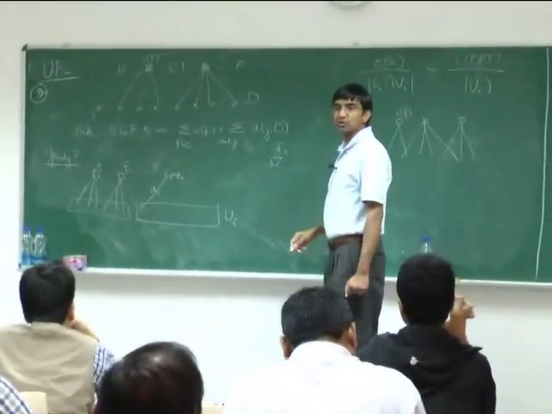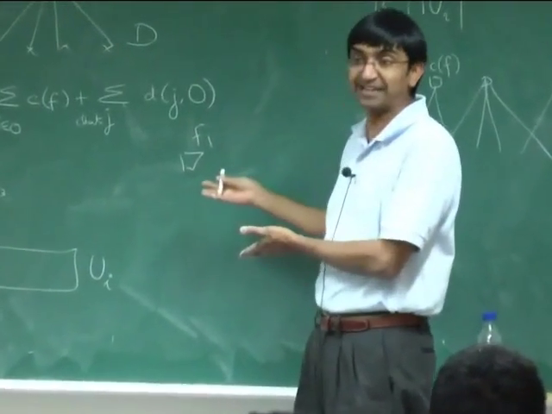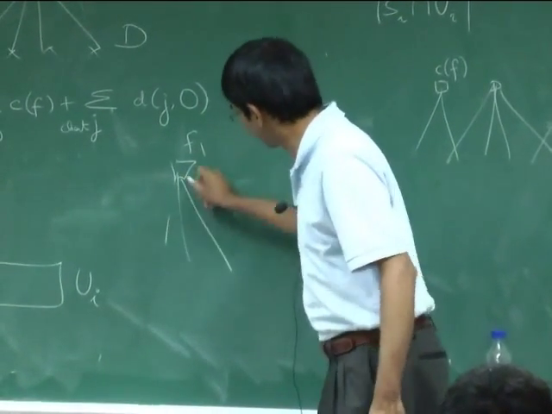Okay, so let me understand if this is your algorithm. Let's say you start with F1. So first F1 is your only open facility. So that means everybody has to be served by that guy, right? So you make everybody be served by that guy.